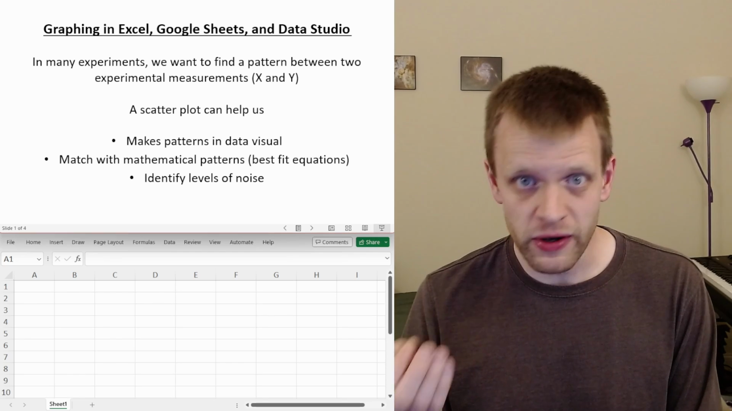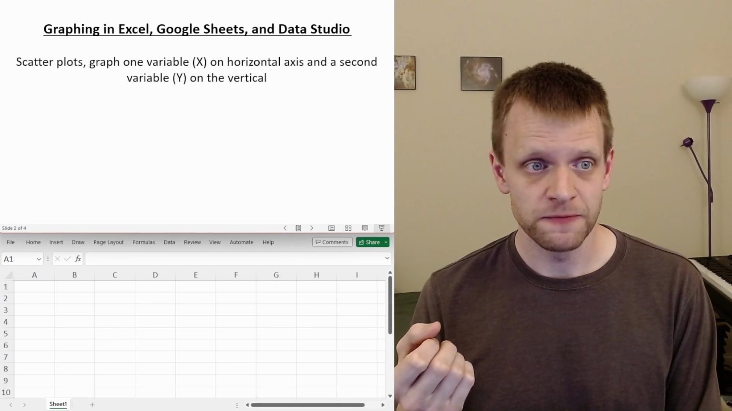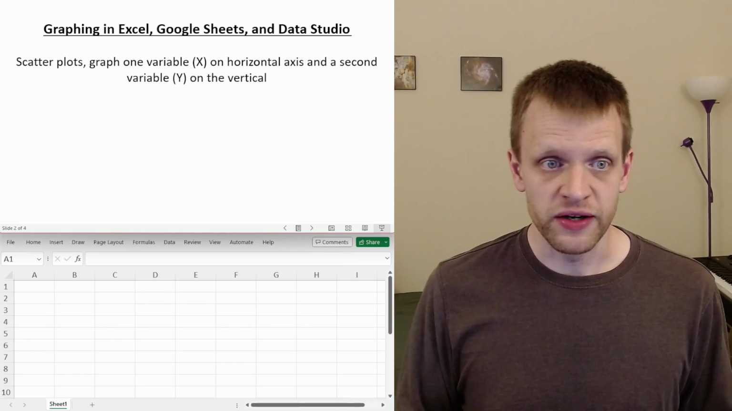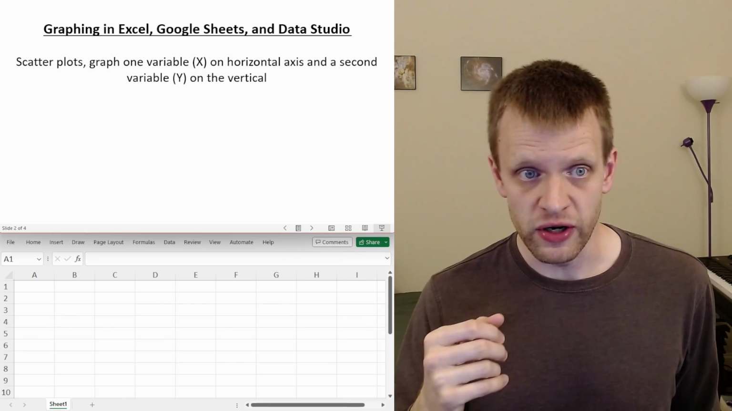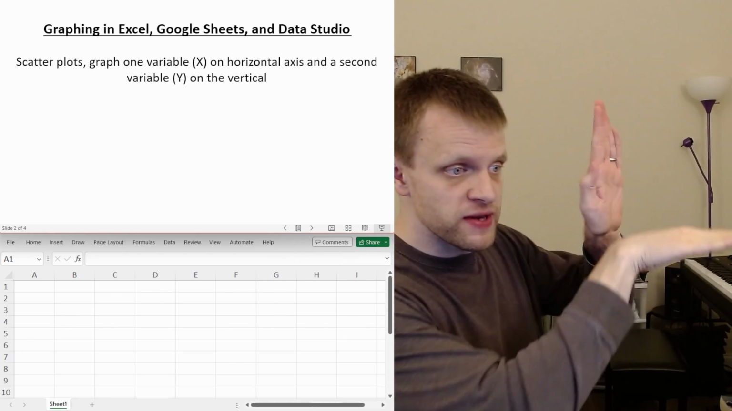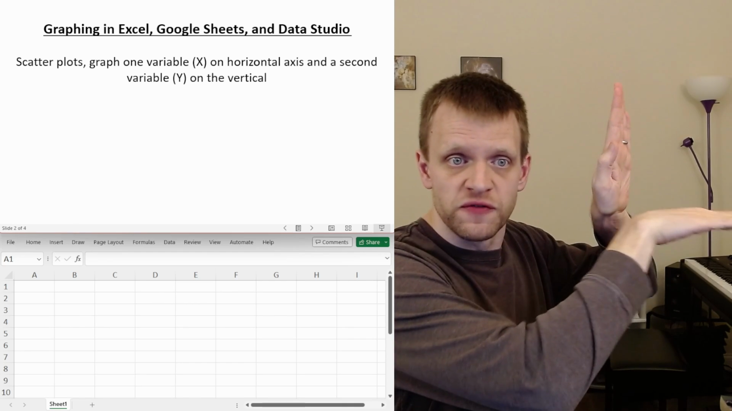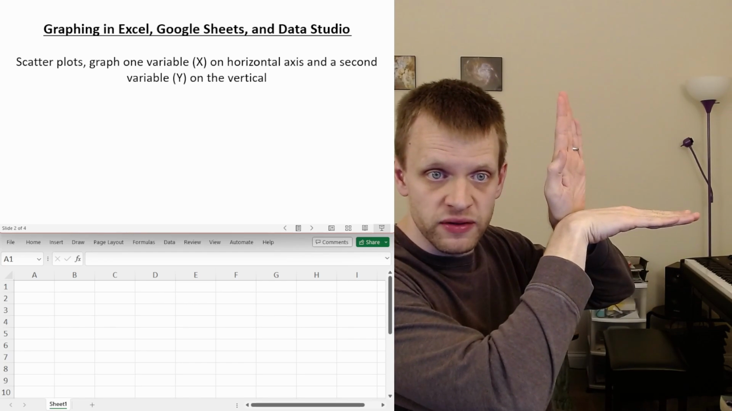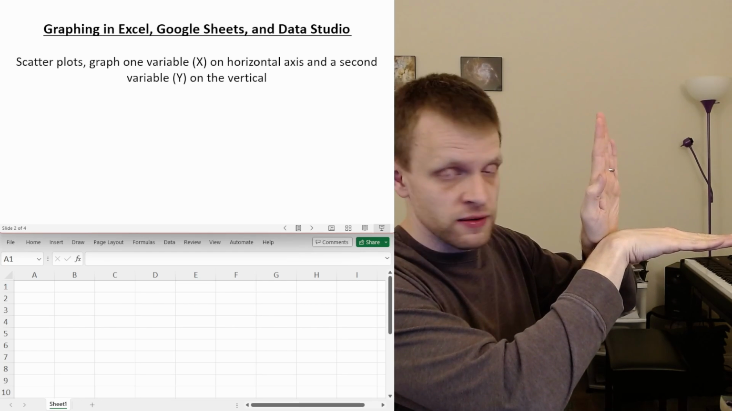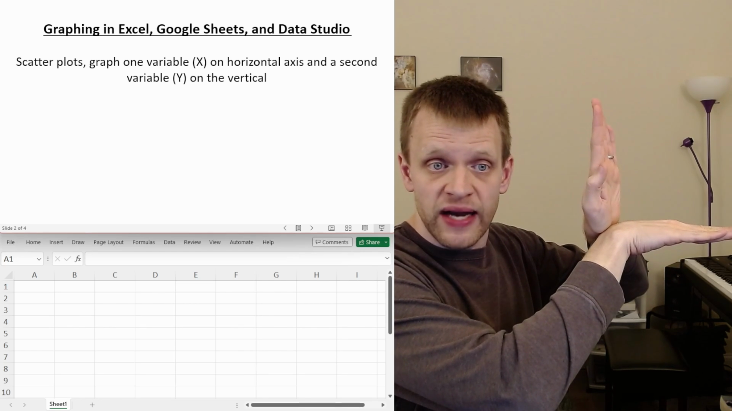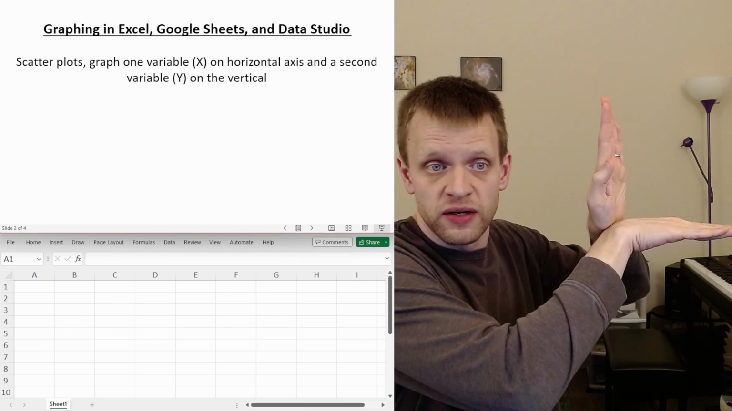So, very quickly, what is a scatter plot? For a scatter plot, I've got, again, two variables, and I want to find a pattern between those two variables. So, I'm going to make a graph where one of those variables is graphed on the horizontal axis. We'll call that one variable x. And the second variable is graphed on the y-axis. So we'll call that variable y.